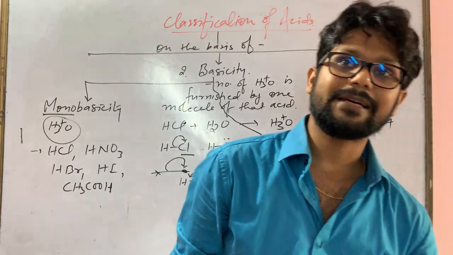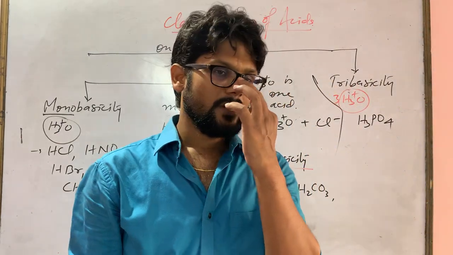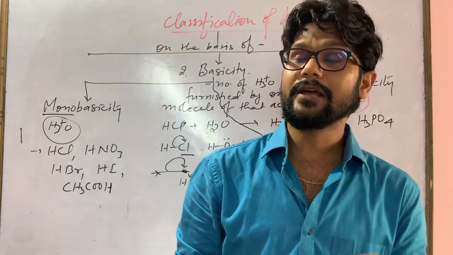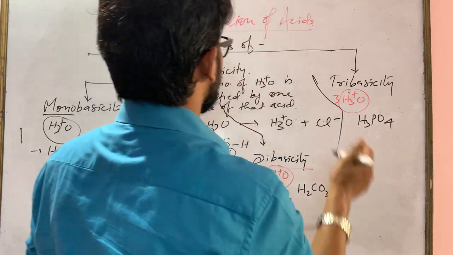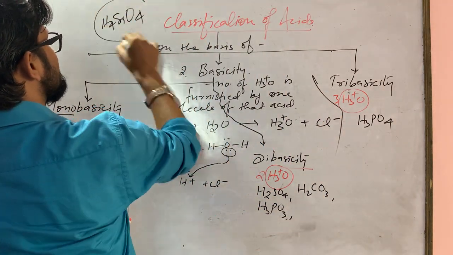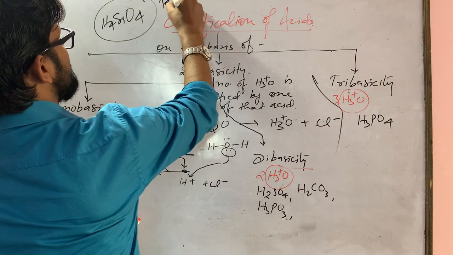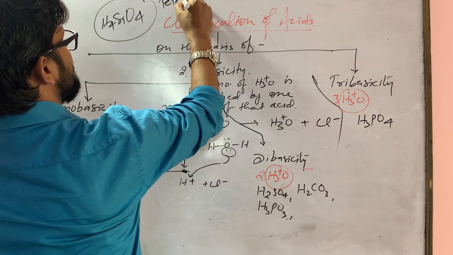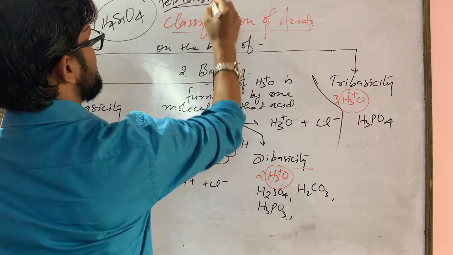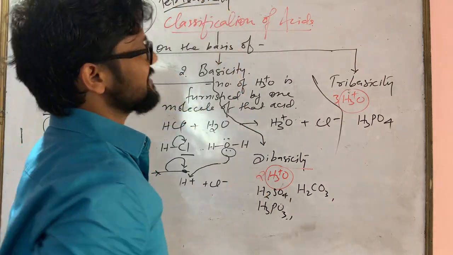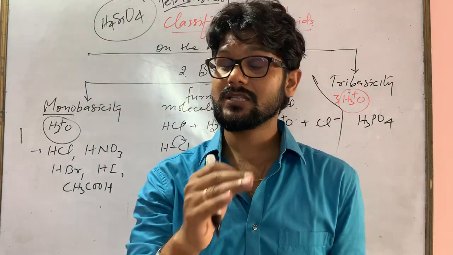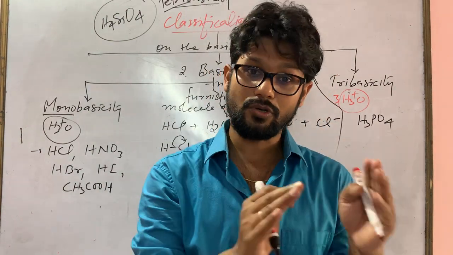One more example I can tell you is H4SiO4, silicic acid. It is a tetrabasic acid. Its basicity is 4. So a question can come: give an example which shows tetrabasicity. This is up to 10th. I am talking about up to 10th.